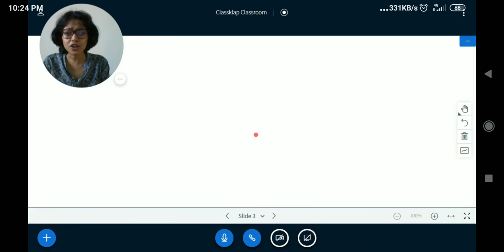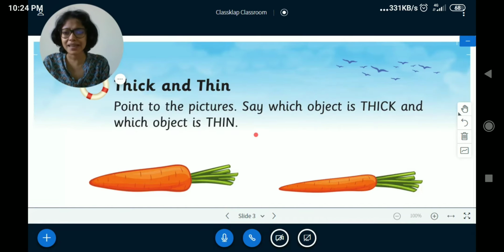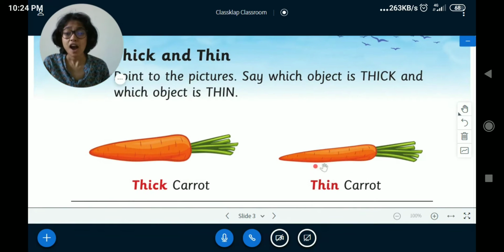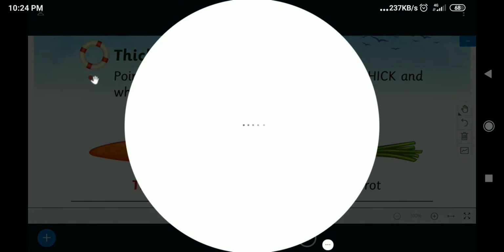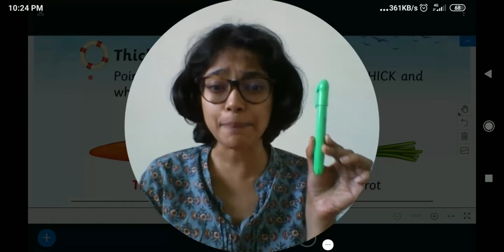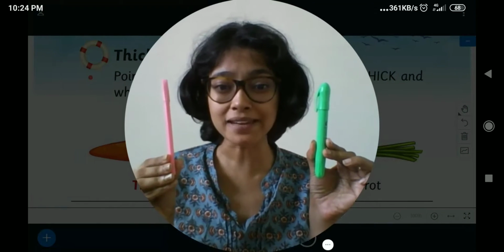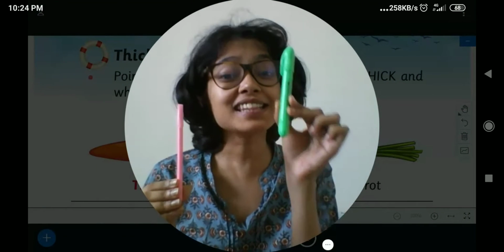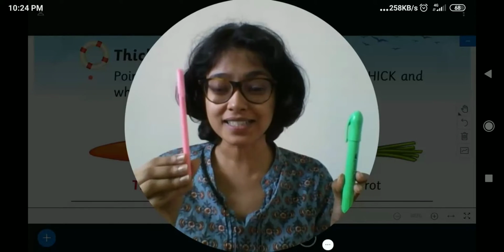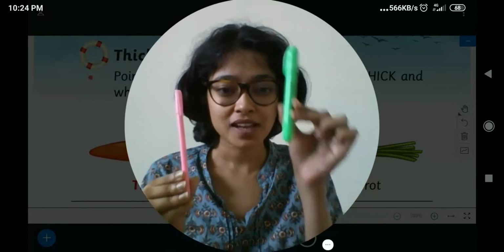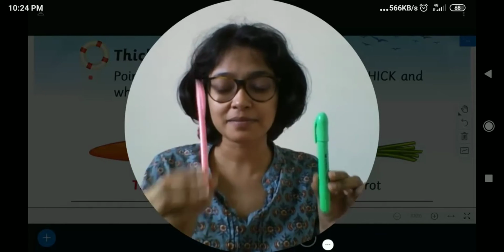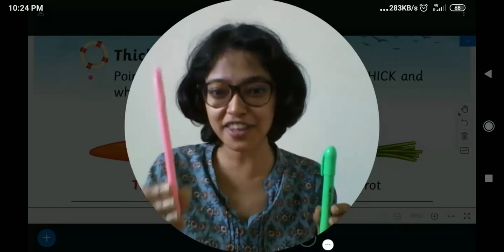Now, when we look around every day, there are many things that we see around us. Some of those things are thick and some are thin. Let me show you. This is a pen. This is also a pen. This is a thick pen. And this is a thin pen. Thick, thin. Thick, thin.